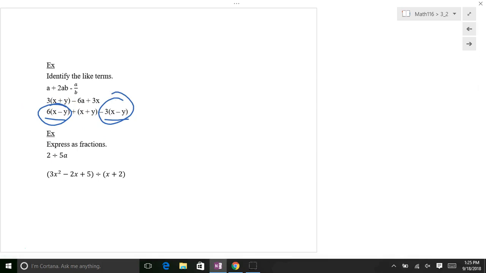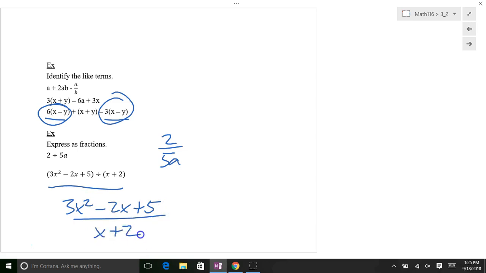Now down below expresses fractions. So can you express this vertically? 2 divided by 5a. Can you express the horizontal division there? Can you express that vertically? Sure, you put the numerator on top. It's being divided by x plus 2 on the bottom.